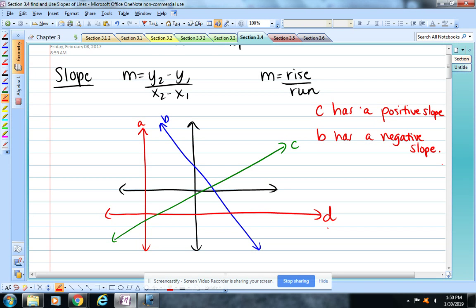What kind of line is this? It's going left to right, right? What kind of line goes left to right? Horizontal. Okay, so D has a slope of 0 and is horizontal. So anytime you have a horizontal line, the slope will be 0.